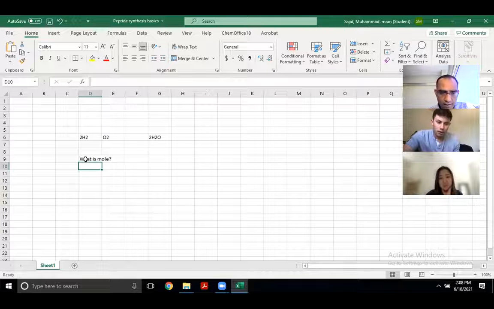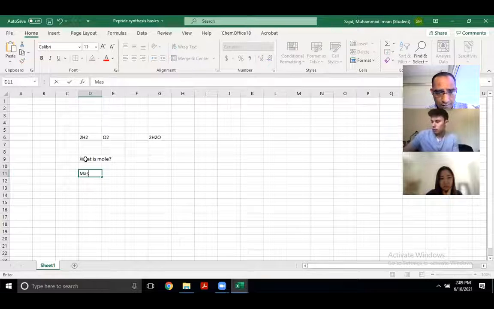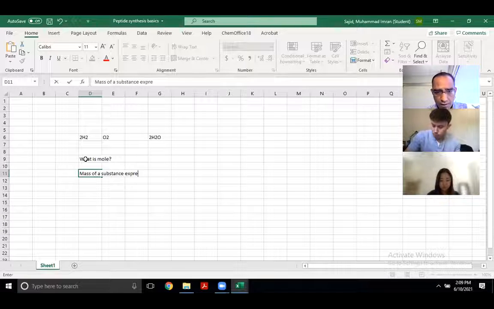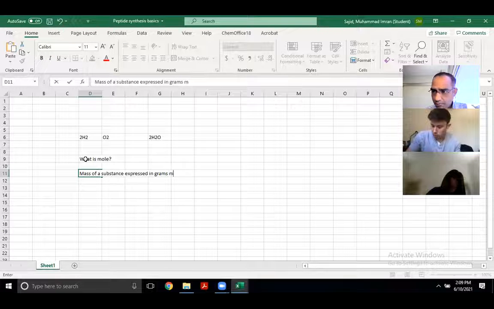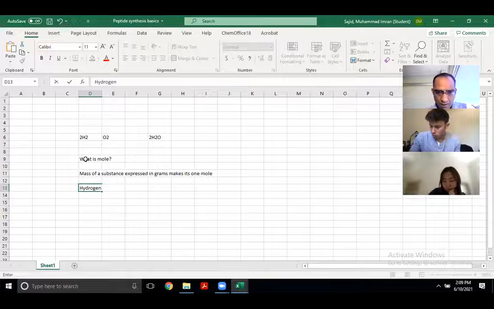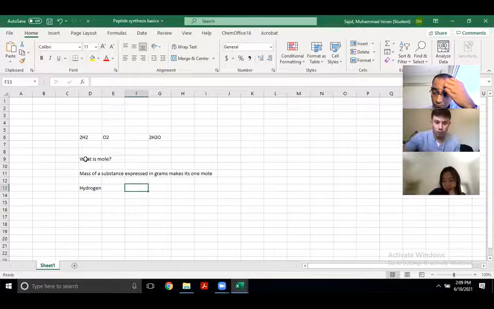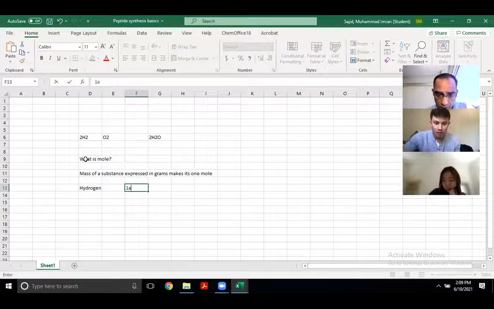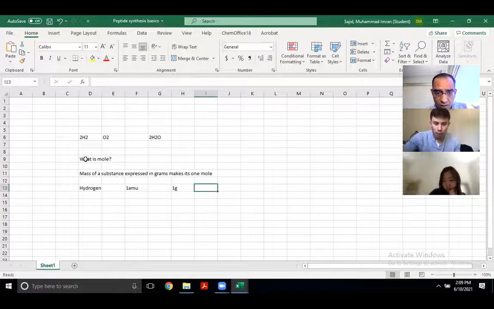These are the very fundamental concepts that you have to learn. A mole is really the amount of substance. Louis is very right. But the atomic mass of a substance expressed in grams makes it 1 mole. For example, hydrogen. What is the mass of hydrogen? One AMU, right? If I make it 1 gram, I will say that 1 gram of hydrogen is 1 mole of hydrogen.